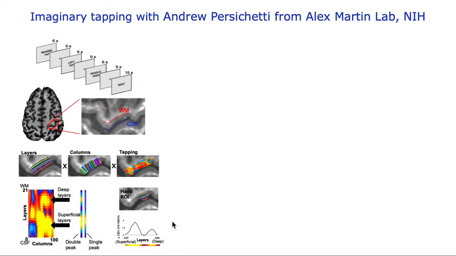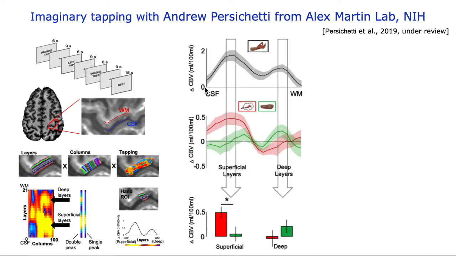And recently we also pushed this more to the cognitive domain using imaginary tapping in collaboration with Andrew from Alex Martin's lab. And there we not only ask the participants to do this tapping movement, which again gives us this double peak, but also imaginary tapping in red over here, which does not have the output because there are no muscles moving if you just think about moving your finger. But still in the same position of the tapping, we have the superficial peak over there, which you might be able to see right at this part of the motor cortex.